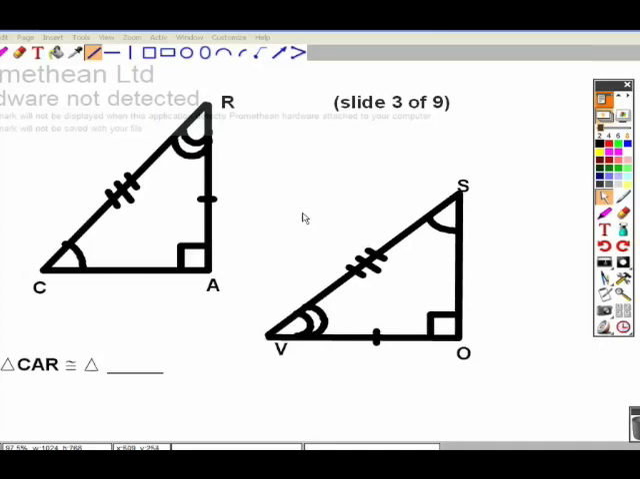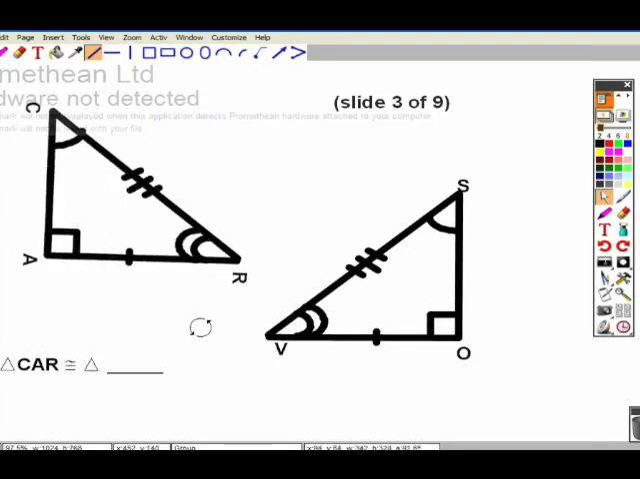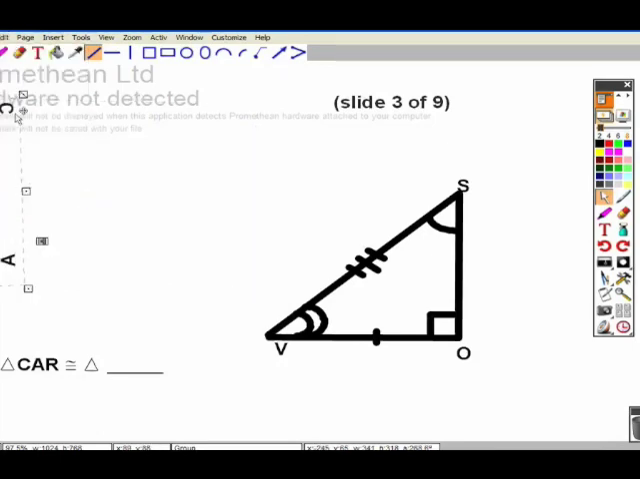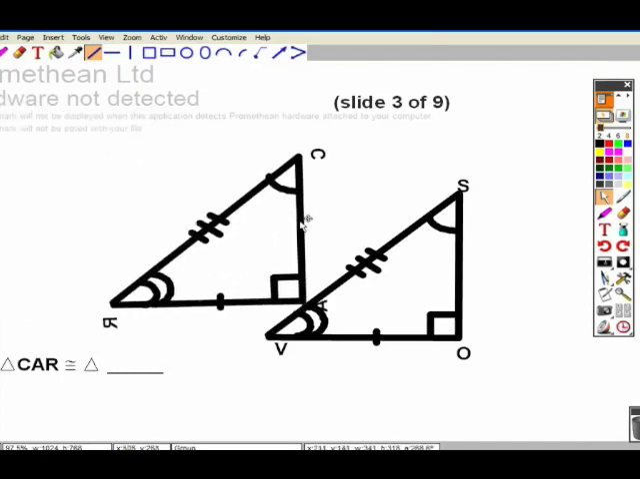I start by clicking on Triangle Car. I then rotate the triangle. Flip it across the y-axis. And then translate or slide the triangle to match on top of the other triangle.